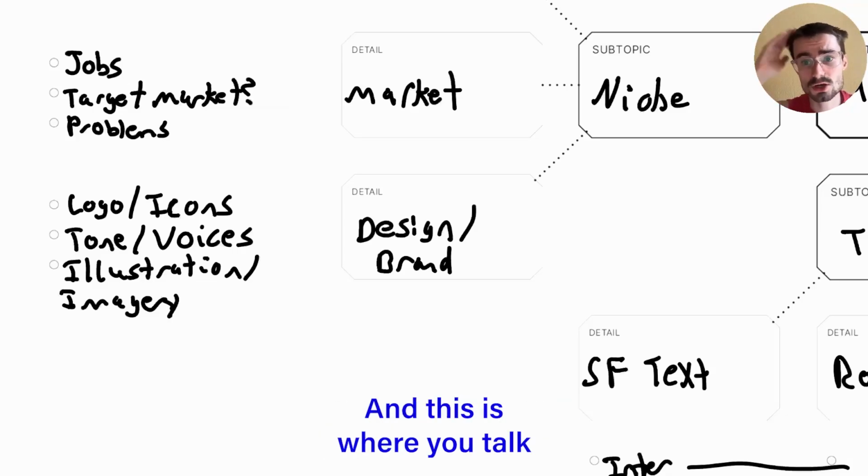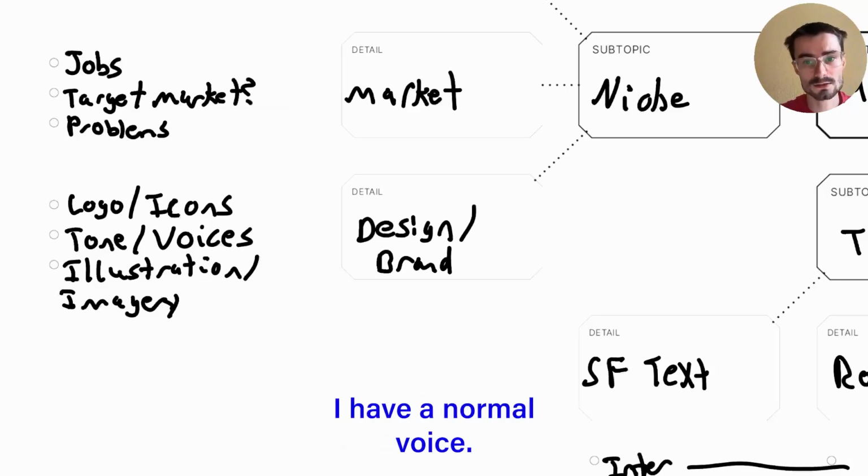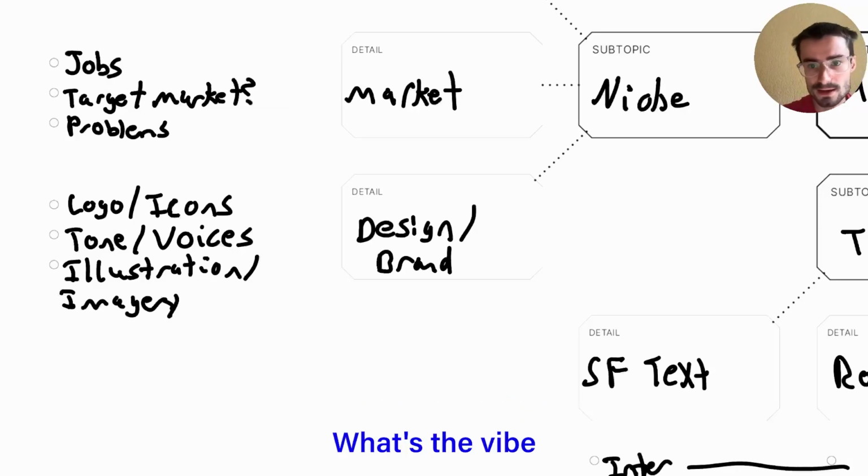And this is where you talk to your client and you say, hey, I have a serious tone. I have a normal voice. I have a professional tone. It's more casual tone. What's the vibe we're going for?